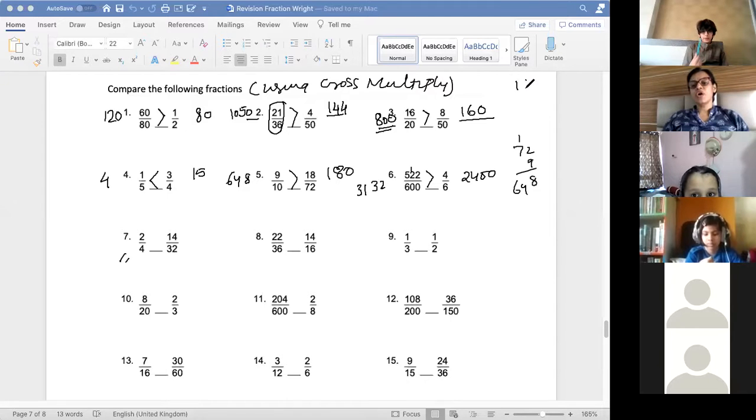That means you are not multiplying properly, Aisha. Multiply it and find out the answer. You will get 800. When you are multiplying, Aisha, you will write the answer on the numerator side. When you are multiplying 20 into 8, you will write it here. And see, whichever side is greater will be greater.